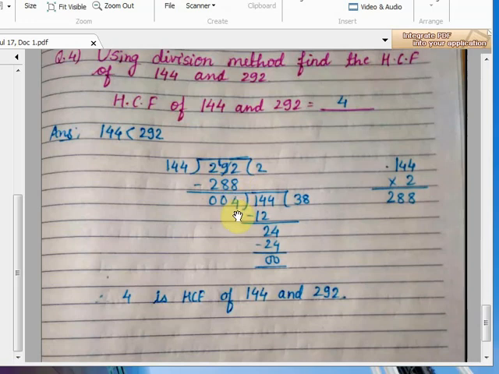Now the remainder will act as a divisor and 144 as a dividend. So let's divide 144 by 4. So 4 3s are 12, we all know that. So 2 is the remainder and then 4 भी नीचे आएगा, 24 जाता है 4 के टेबल में 8 टाइम्स में. So the remainder is 0. हमारा लास्ट डिवाइजर यहाँ पे क्या है? 4. So 4 is the HCF of 144 and 292. So the answer is, HCF of 144 and 292 is 4.